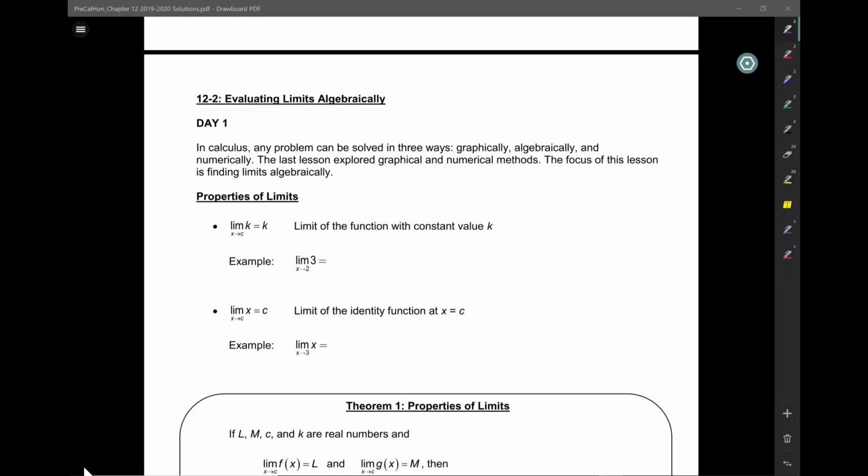Hi everyone, this is 12.2 day 1. And in this section 12.2 we're going to evaluate limits again, but this time algebraically.